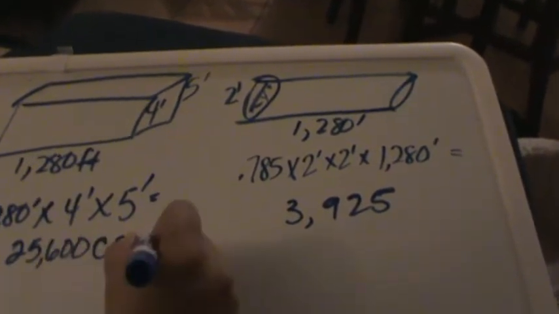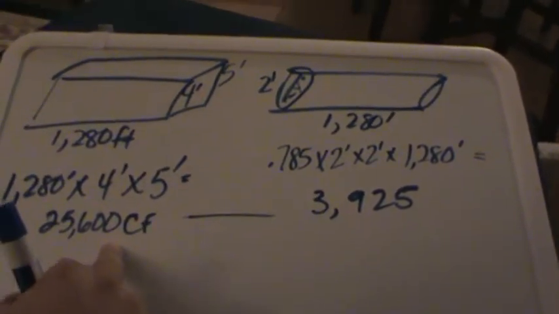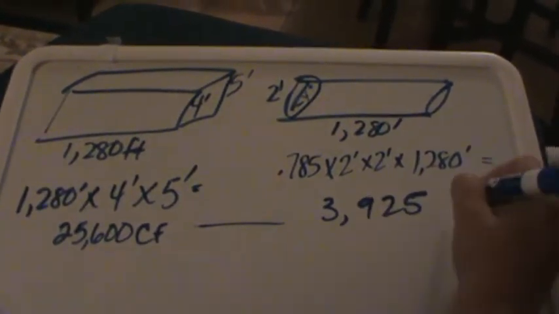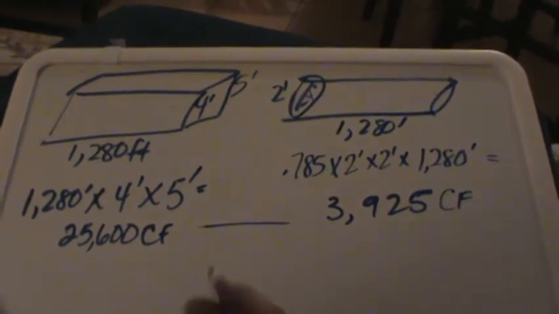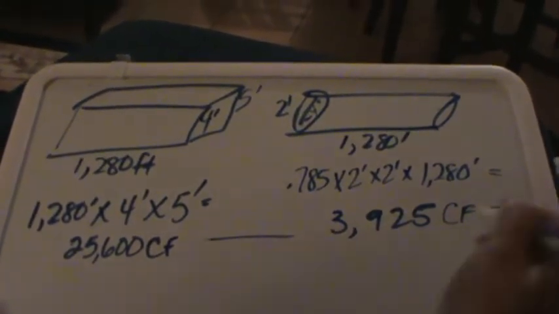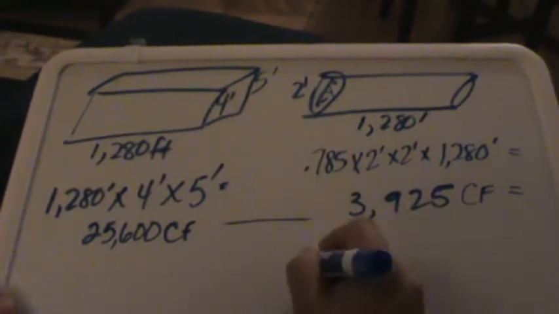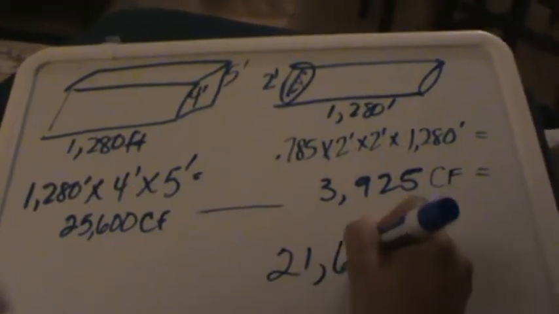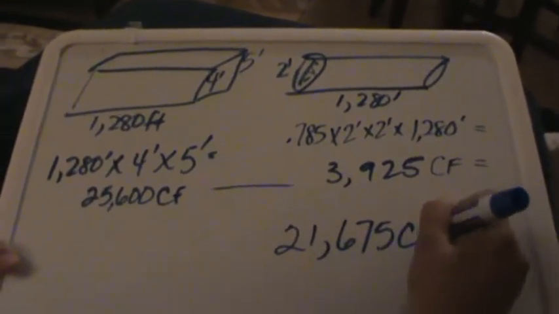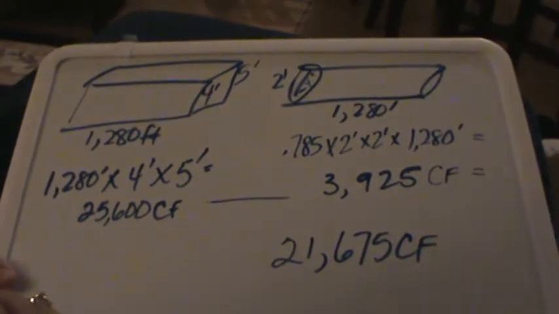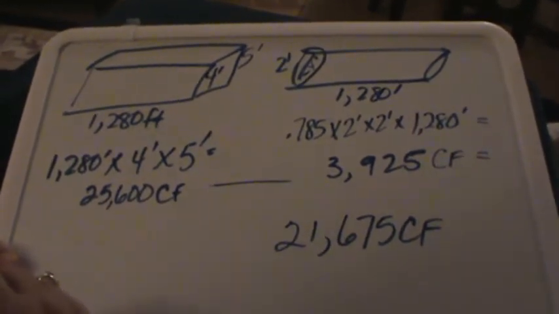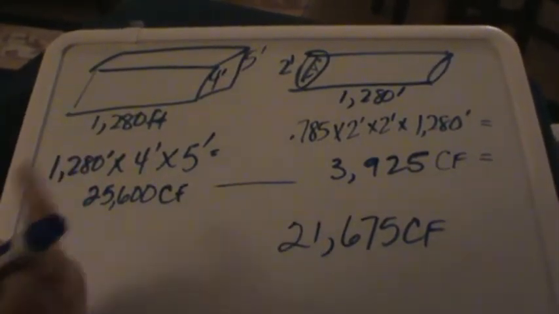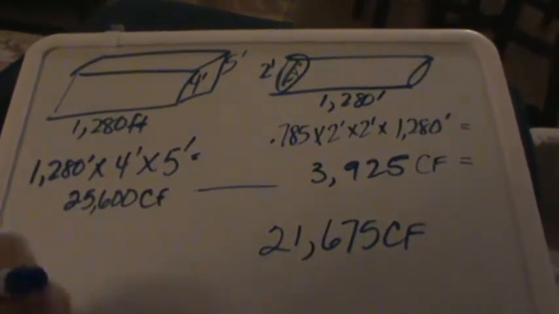So I'm going to subtract 25,600, I'm going to subtract 3,925 cubic feet, and my answer is 21,675 cubic feet. That's how much backfill I need to fill that trench after I put that pipe in.